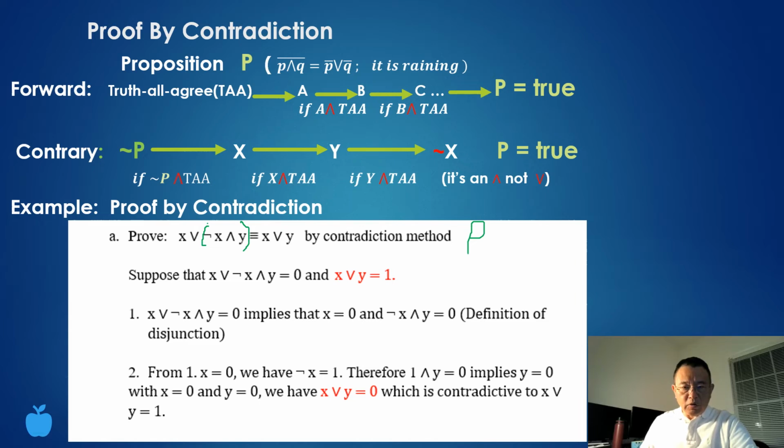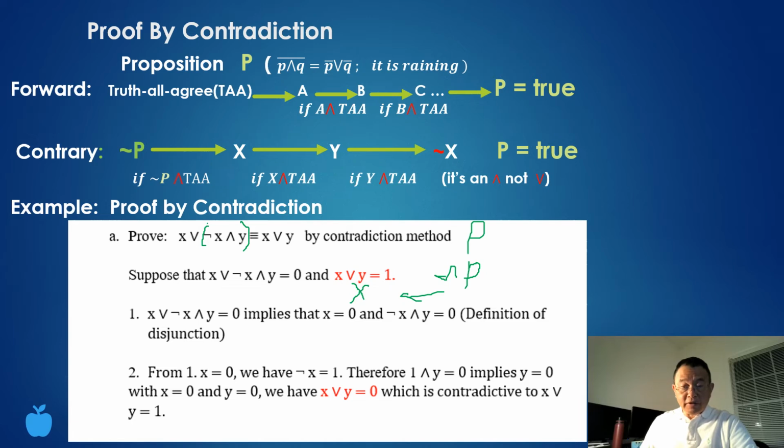If the two sides were equal, then when one side is 0, the other side has to be 0. But if the contrary is true, the other side is different, so one side is 0 and the other side is 1. We suppose this is the contrary. Now, from the contrary, we derive the next step, which we call our X. From the contrary we arrive at this X, and X OR Y equals 1. So that's where we start, and then we move on.